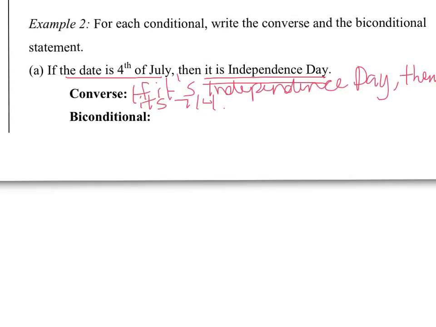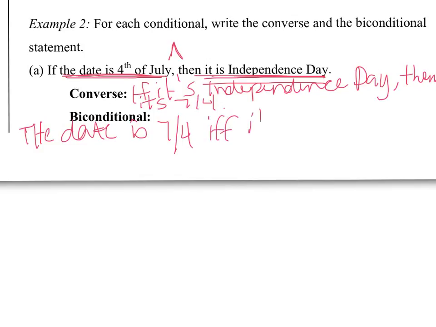Okay, so for the biconditional, remember we're going to put our hypothesis, we're going to put if and only if in the middle, and then we will put our conclusion. So the date is the 4th of July, if and only if it is Independence Day.